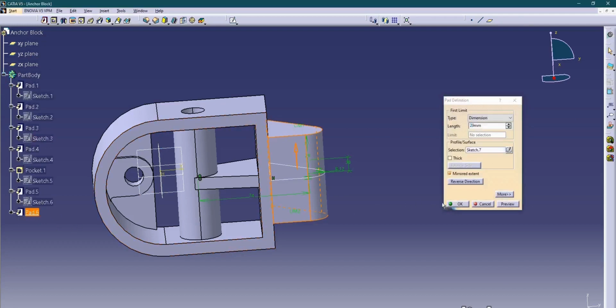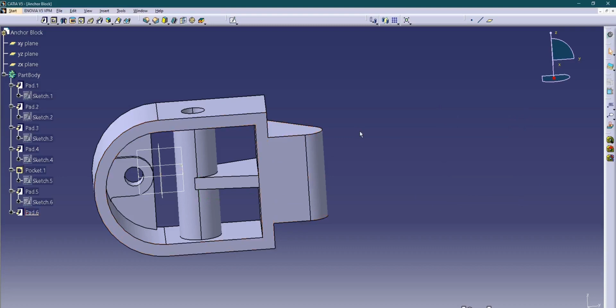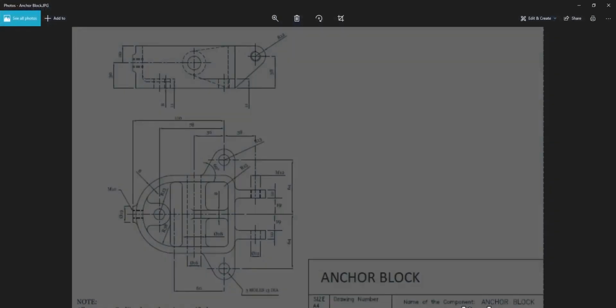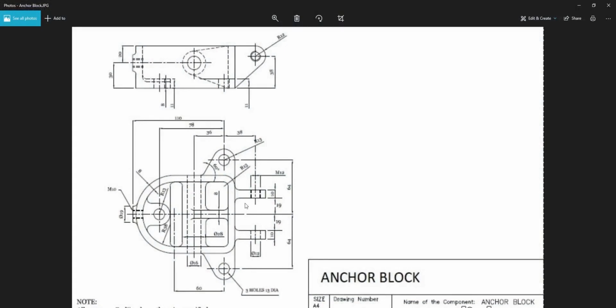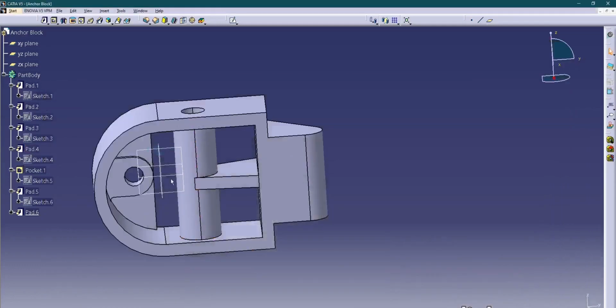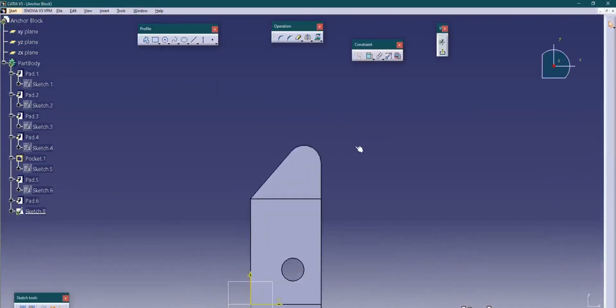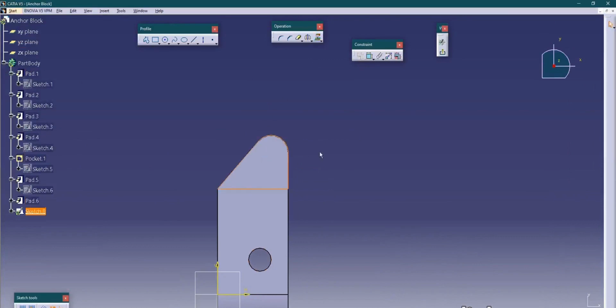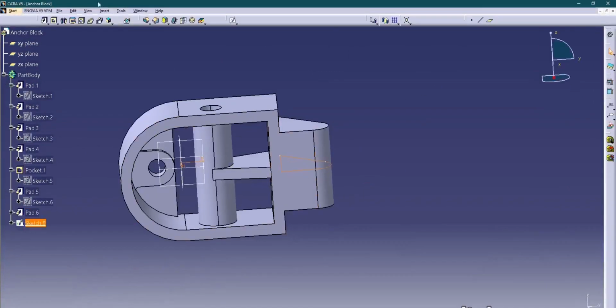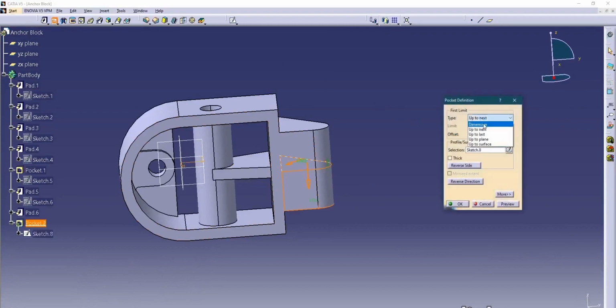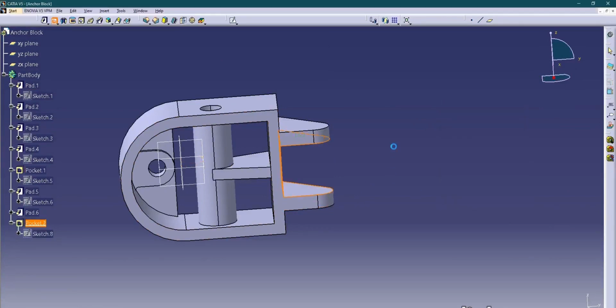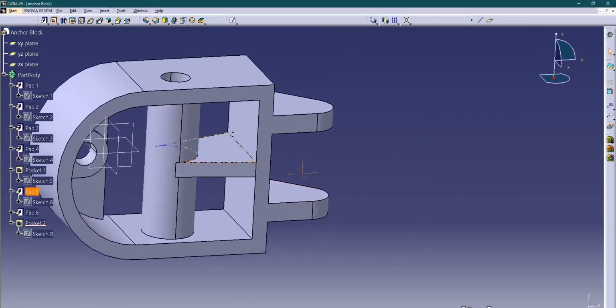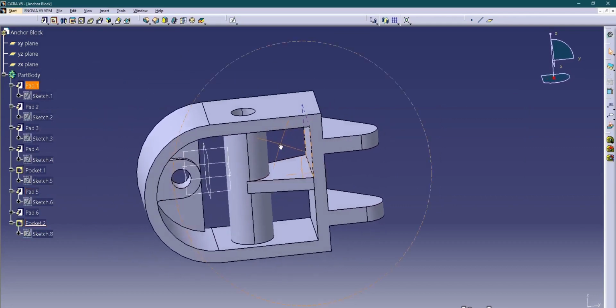Okay. And now using the same profile we would be removing this much material. So again project the same profile and pocket 19 mirrored extent. So this way we save one step of adding a reference plane.